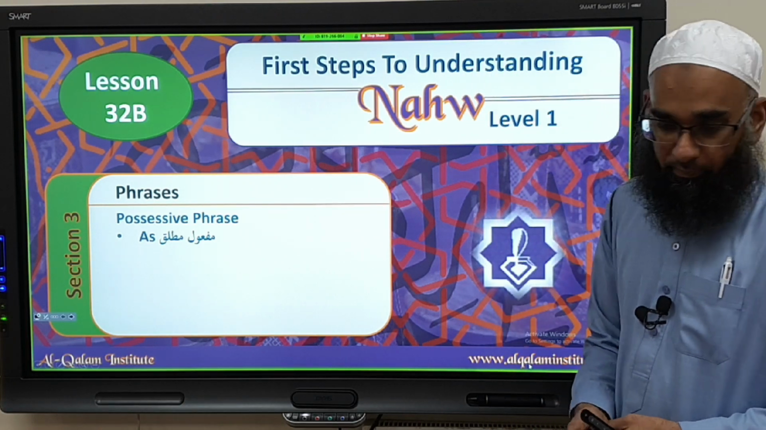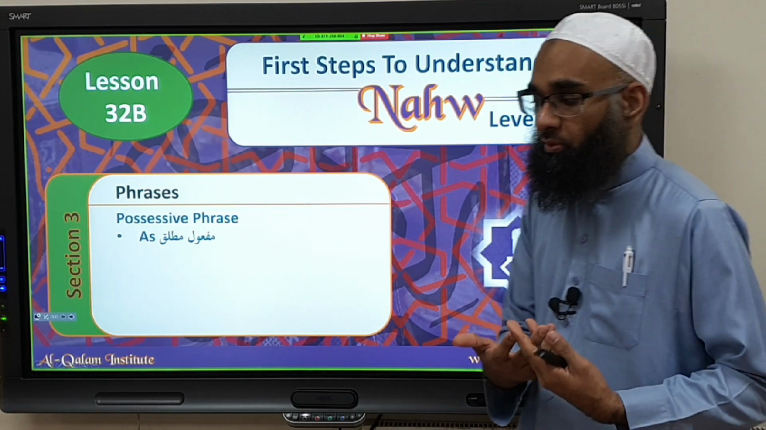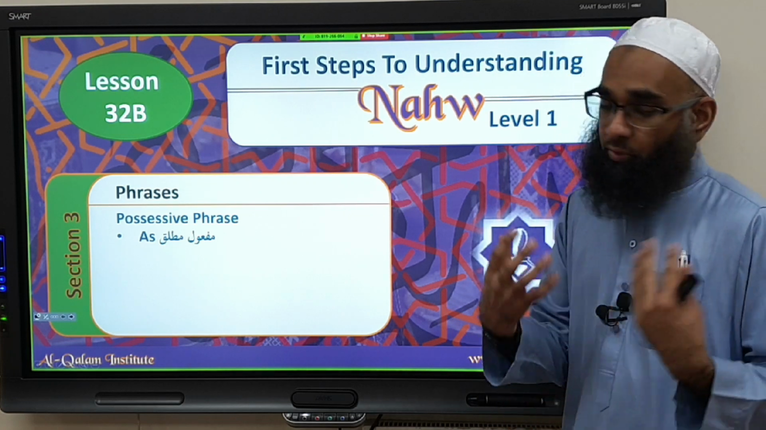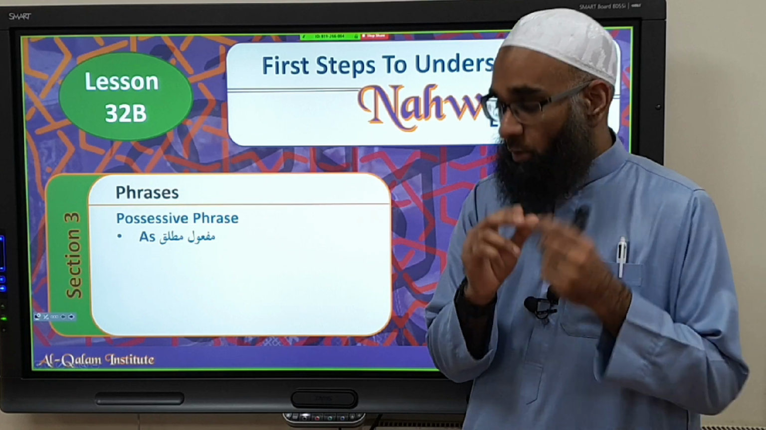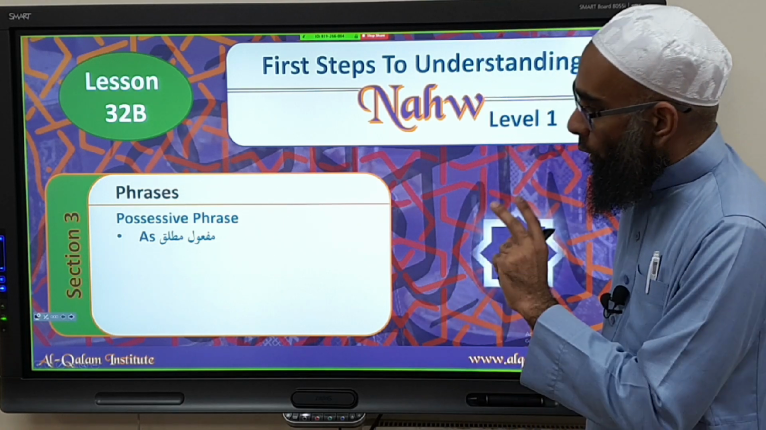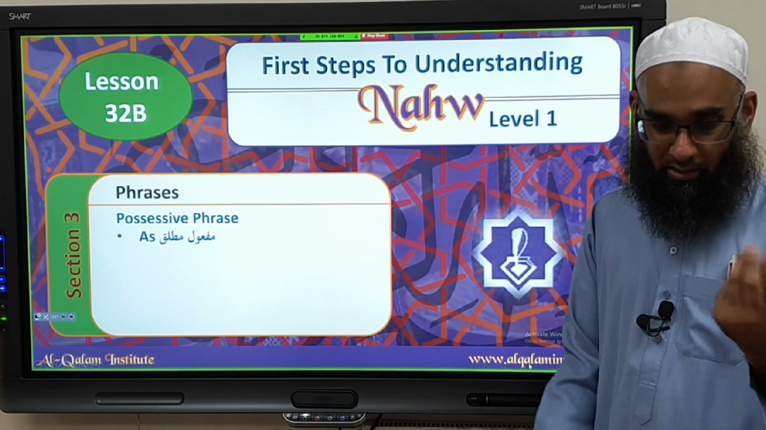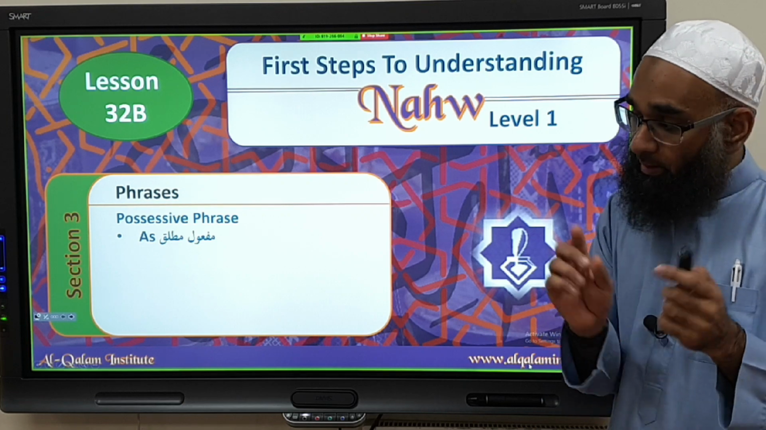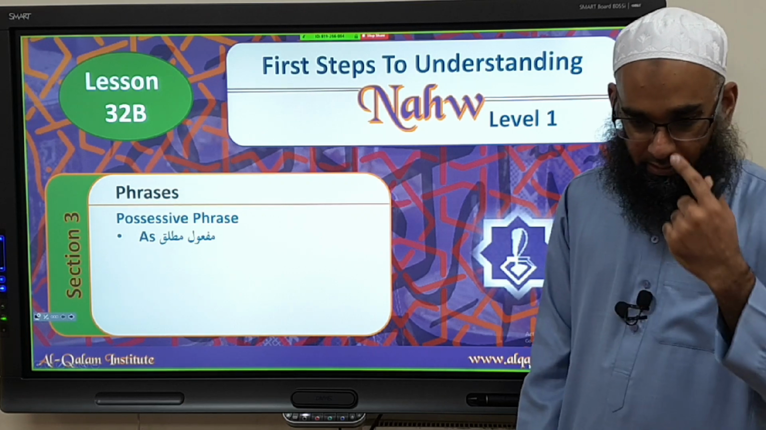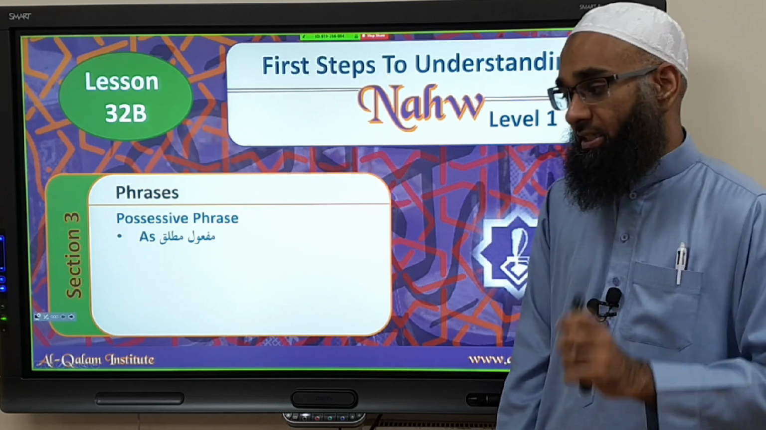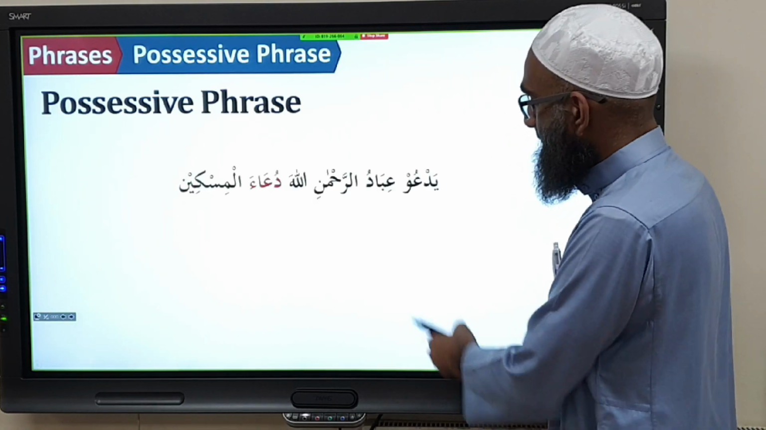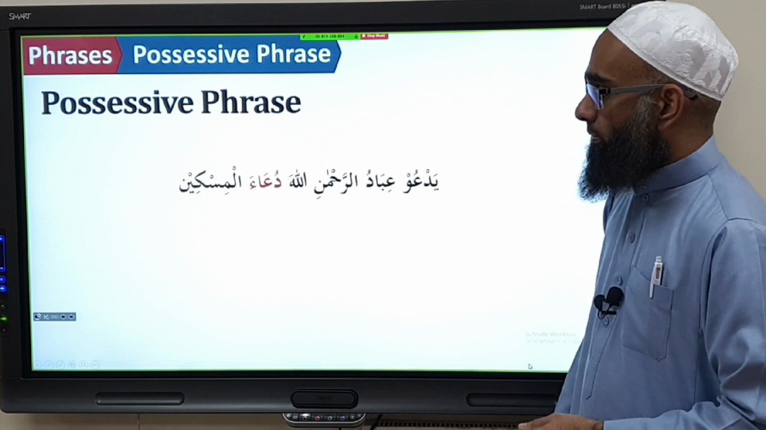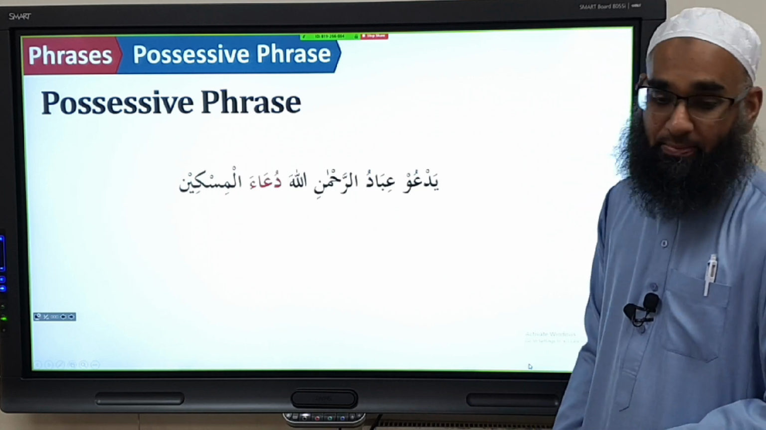So inshallah we're moving on. We're doing mudaf ilayh and a mudaf ilayh in a sentence, but we want to analyze one aspect. When the mudaf and mudaf ilayh form to become the maf'ul mutlaq, the structure is quite easy, the translation is a bit different. Okay, so for example here we have this sentence, يدعو عباد الرحمن الله دعاء المسكين.